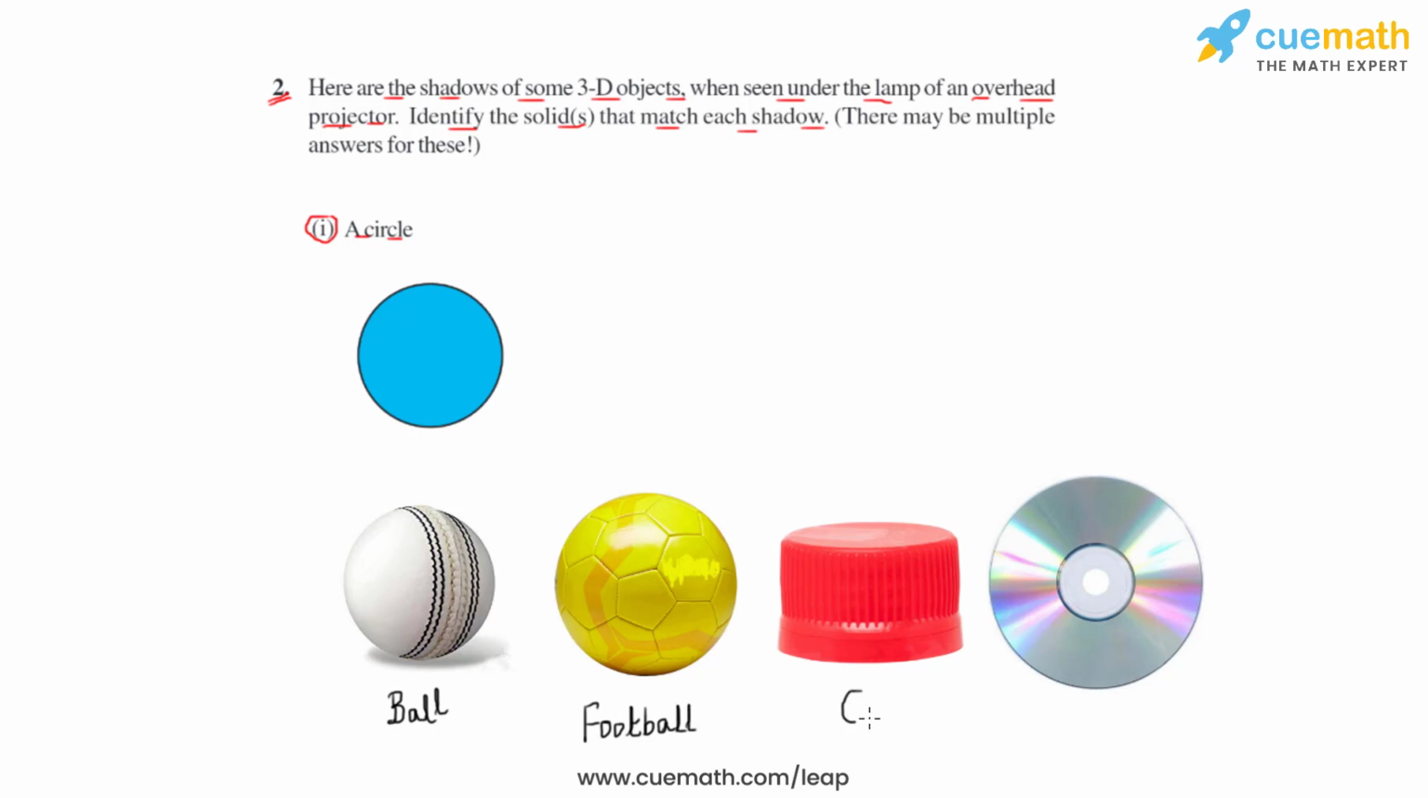The next object is a bottle cap. As we see, this bottle cap has its base as circular. So when this is placed under a lamp, we'll again have this circle as its shadow. The next object is a disc, which is circular in shape again, and when this is placed under the lamp, we'll again get this circle as its shadow. So we can consider multiple examples for this particular shadow, and we can definitely say that there may be multiple answers for these shadows. Let us now see what's the next shadow in the question.